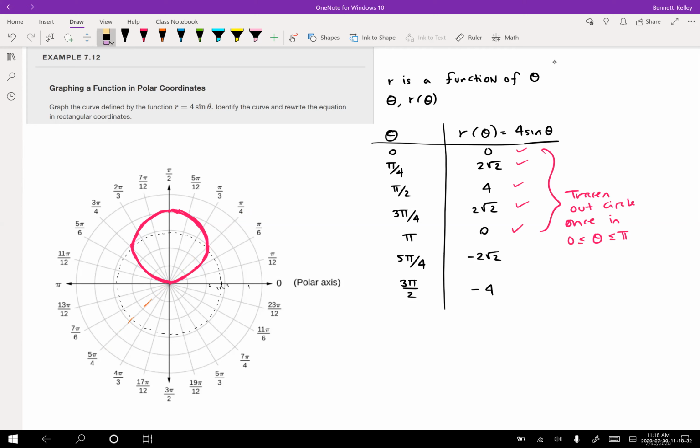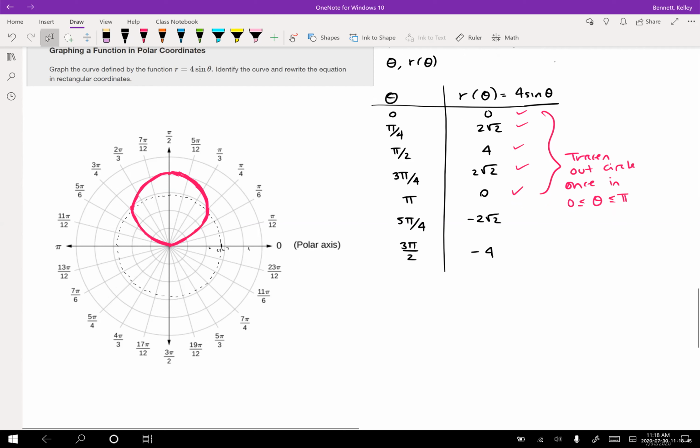So there you have it. That is how to graph a polar equation or polar function. And if we wanted to write the equation of this curve in rectangular coordinates, well, it's just a circle centered at 0, 2 with radius 2. So that is just x minus 0 squared plus y minus 2 squared equals 2 squared. Or I could write x squared plus y minus 2 squared equals 4.